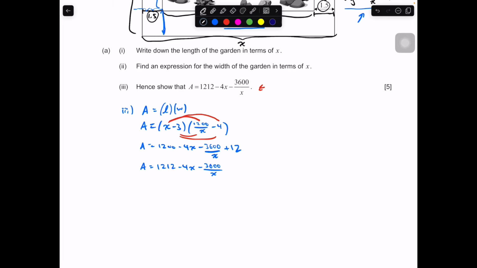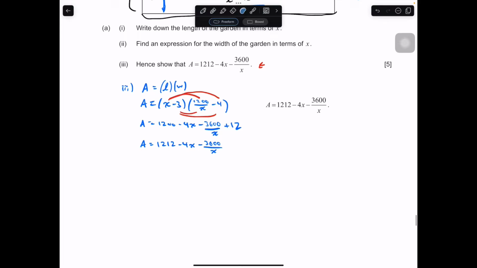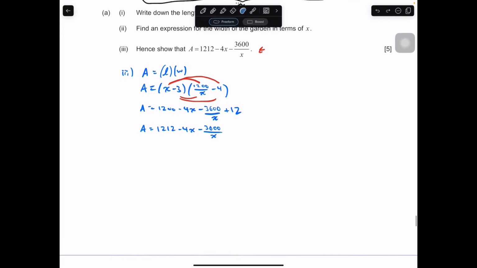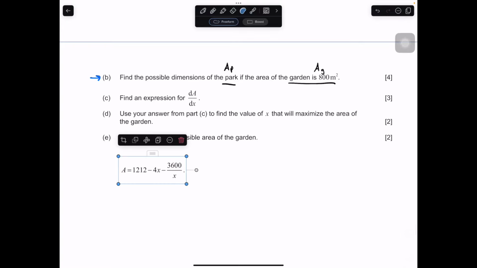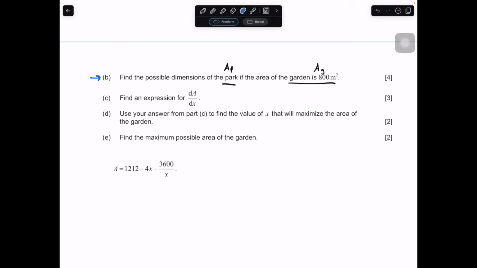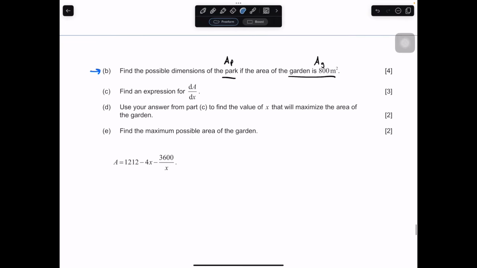I'm actually going to copy this. I hope I can copy this. Let's see. Okay, looks good. So we have a formula for the area of our garden, and we know that the area of the garden is equal to 800. So let's go ahead and substitute to find the value of x.